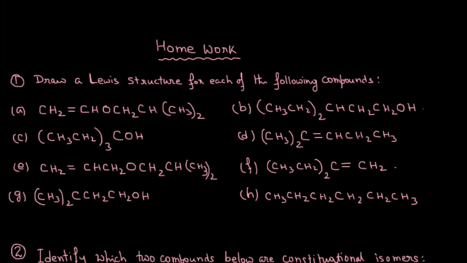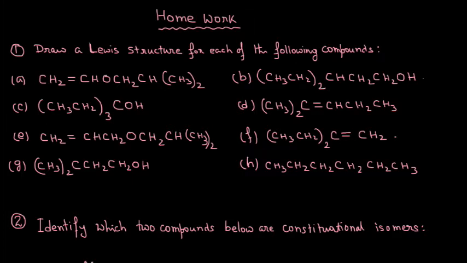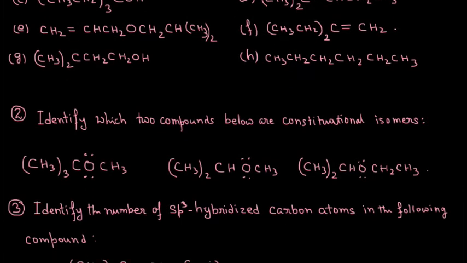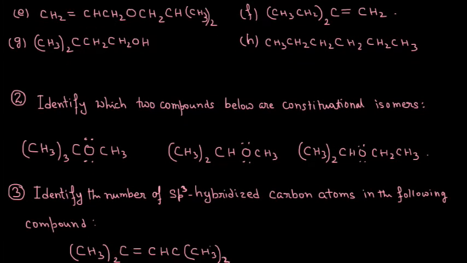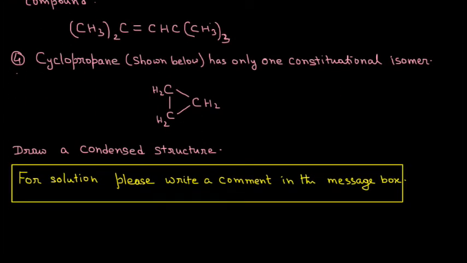Now for homework, I have given a few questions. Draw the Lewis structure for each of the following compounds. Same way, follow that example and do it. The questions are very simple. Just try it on your own. If you have any problem, please write it down in the message box. Second question, third question, please try it. Fourth question. So the thing which is written in yellow is very important. For the solution, please write a comment in the message box.